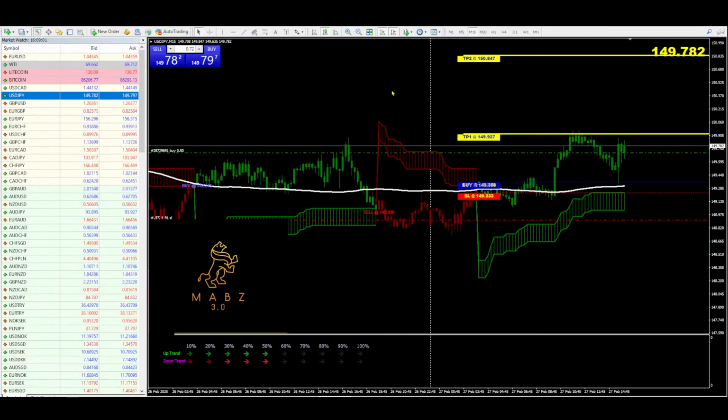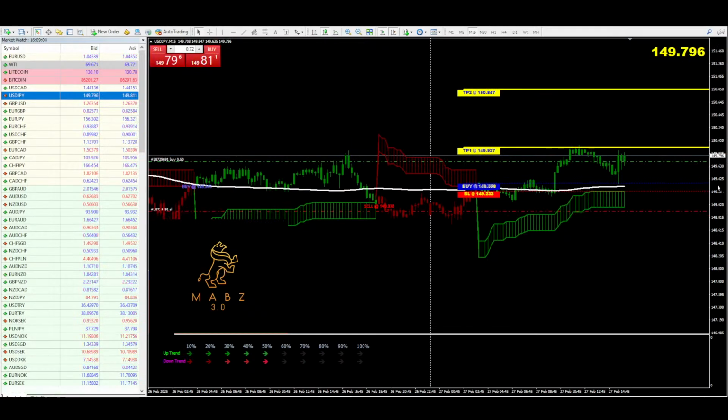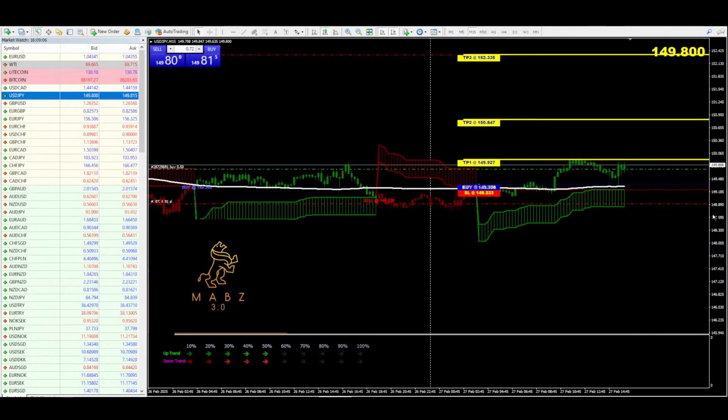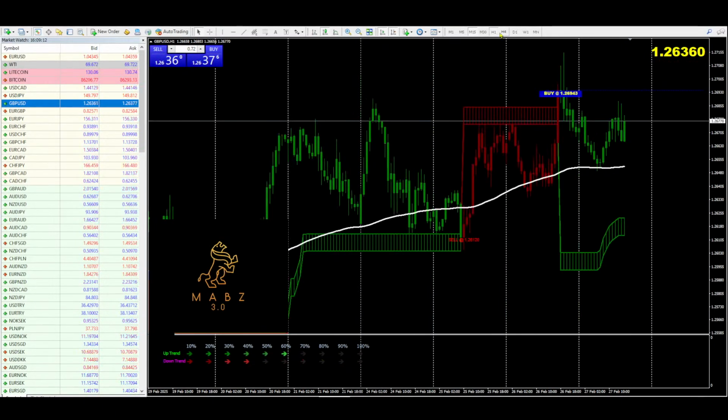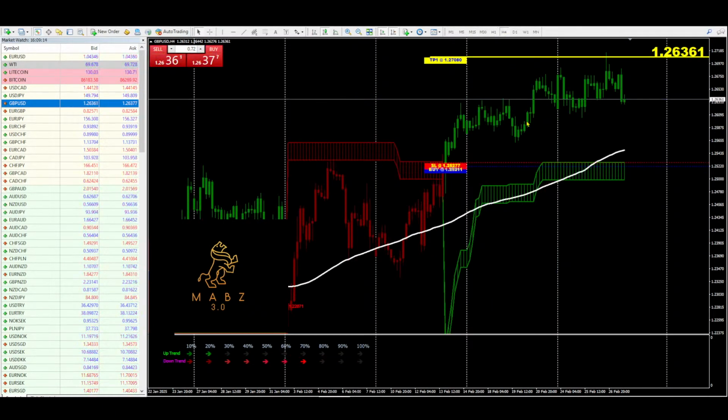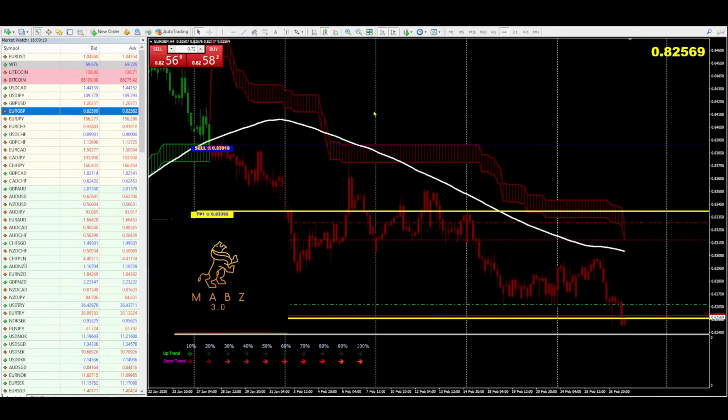TP1 is already hit, so we're actually targeting TP2. I actually put the TP at TP3. Okay, so I'm still holding that trade, just allowing the market to do its thing. Let's carry on. Okay, the GBP USD on the H4 chart is saying something.